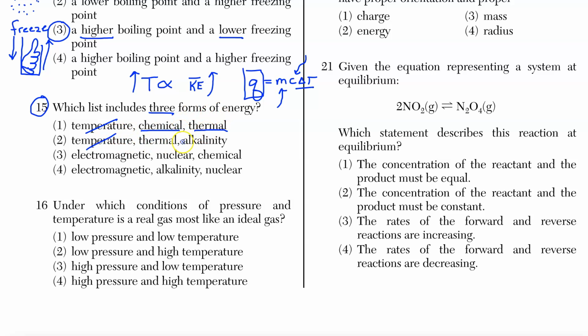So these two are good, but the temperatures. And alkalinity is a measure of pH, okay? Or in this case, basicity. It's a fancy word for basic, or basic property. So that's not an energy one. That's why 1 and 2 are gone.